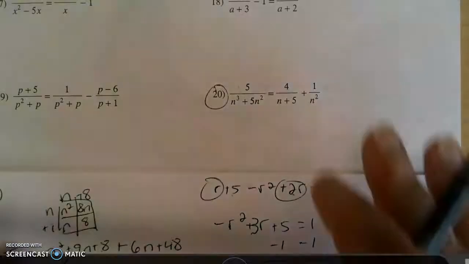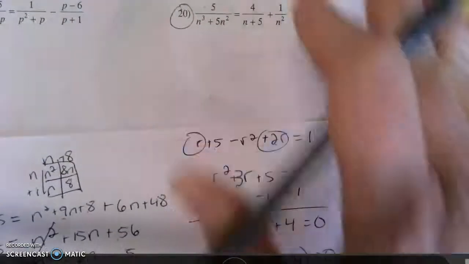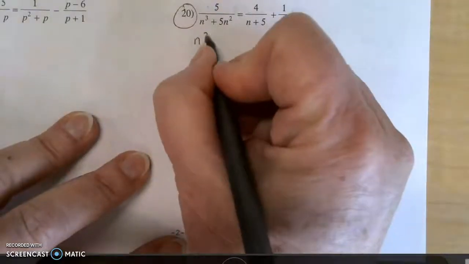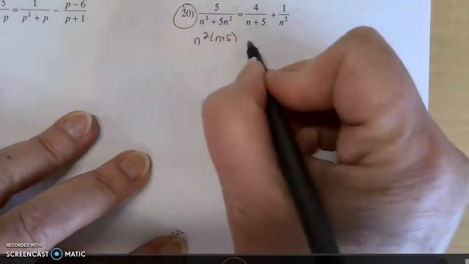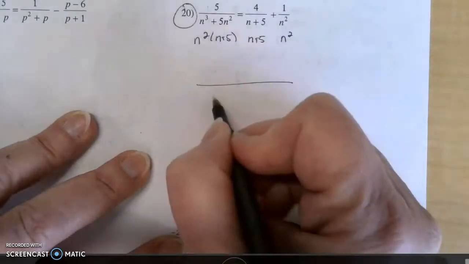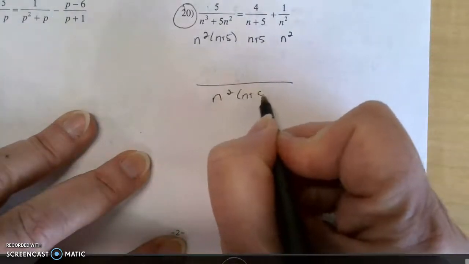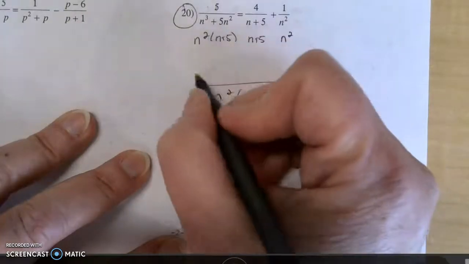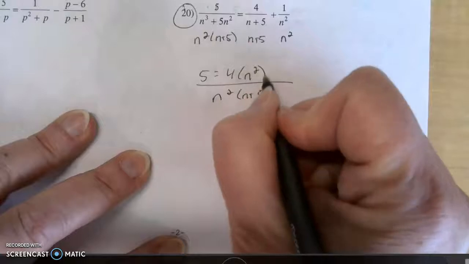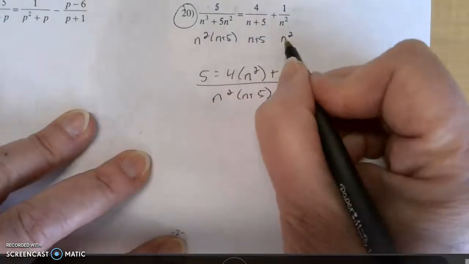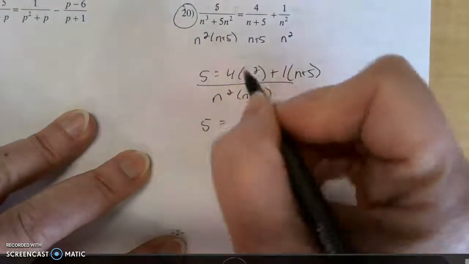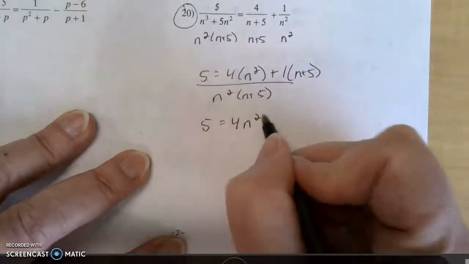Okay, we're going to do one more. And this is the last one. So I'm going to take my n squared out, and I've got n plus 5 squared. So my denominator is n squared times n plus 5. This has everything. This has the n plus 5. It needs the n squared. This has the n squared. It needs the n plus 5. So now I'm going to work just with my numerator.